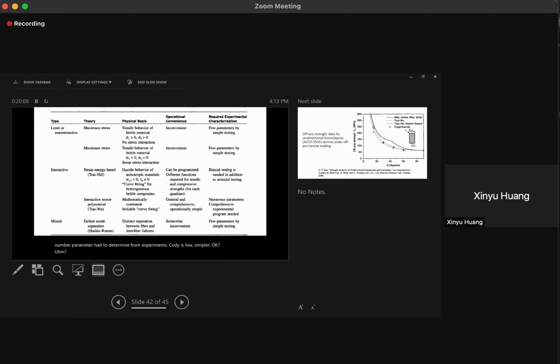And for the mixed mode, you have to make a guess about what kind of failure mode will occur, or make some assumption. Test-wise, it's simpler to do. You don't need to do the biaxial test, and you don't need to do a lot of comprehensive experiments to determine the parameters. There are very few parameters for the mixed failure theory.